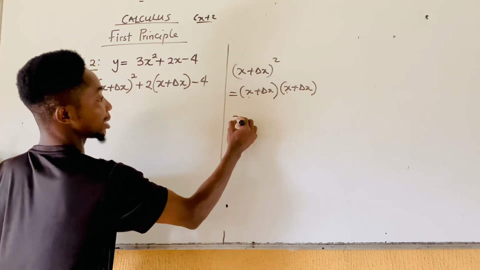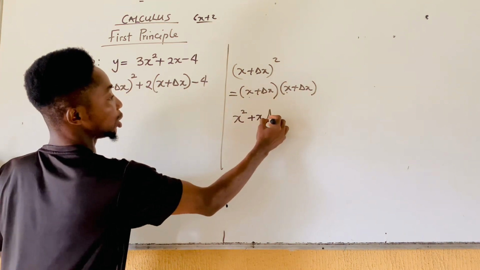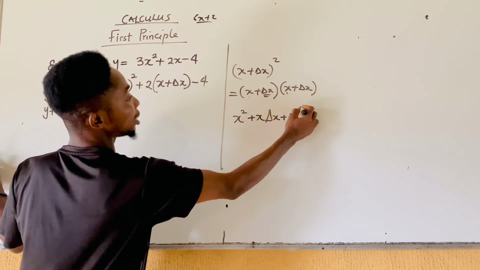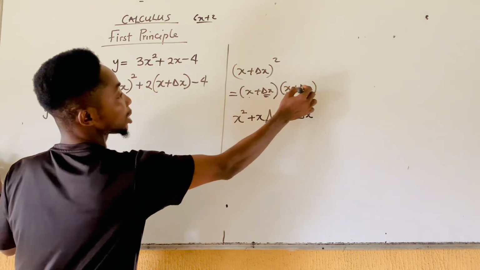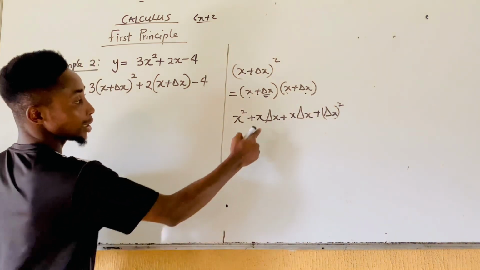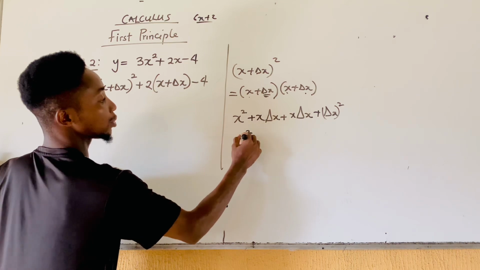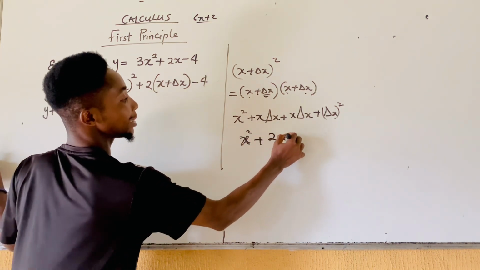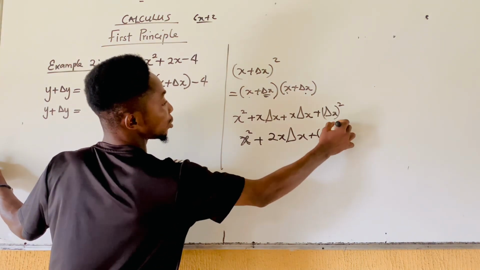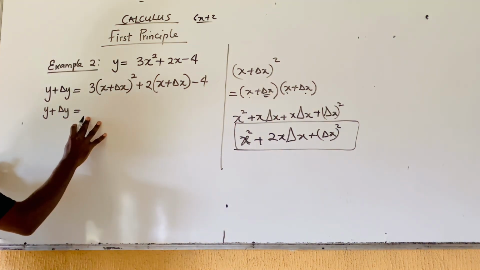x times x, x squared. s times change in x, s change in x. Then you move to change in s. Change in s times x, s change in x. Change in s times change in s gives us change in s all squared. So I think these two are common. s change in s plus s change in s will give us 2s change in s plus change in s all squared. So we cannot bring this into our workings here.